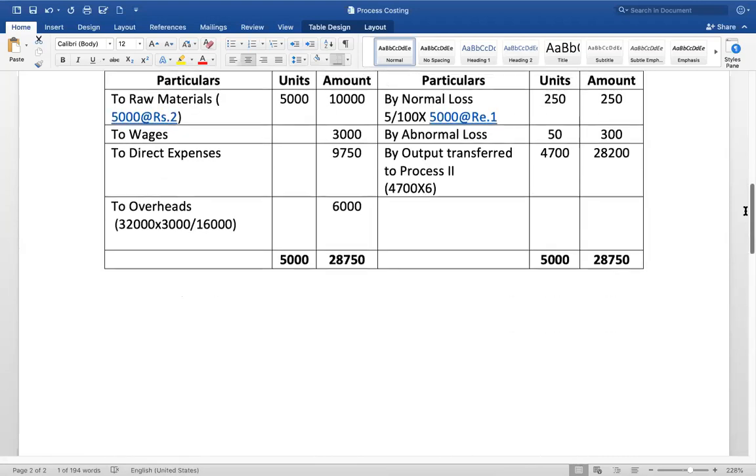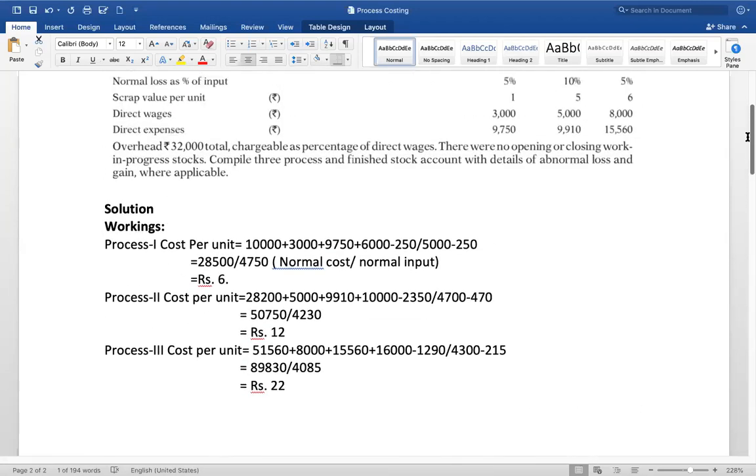But the question he asks is to complete the 3 process accounts and the finished stock account. We did the process accounts part. He says to continue with the finished stock account with the details of abnormal loss and gain. You have to make the abnormal loss account, abnormal gain account, and finished stock account. The remaining accounts also have to be done.